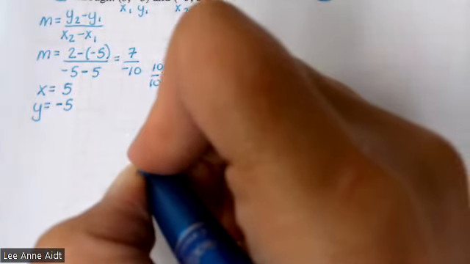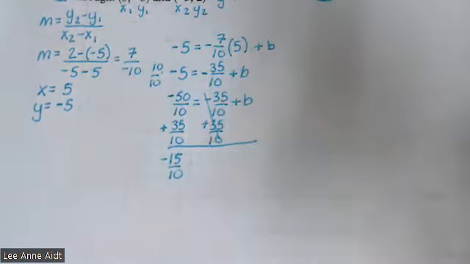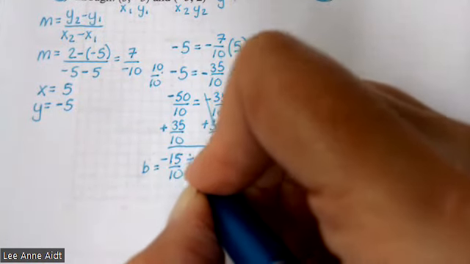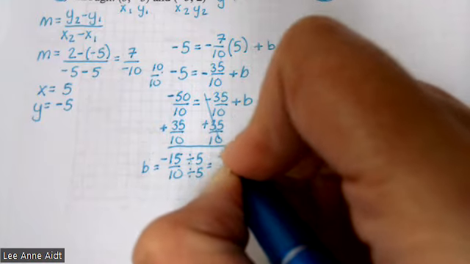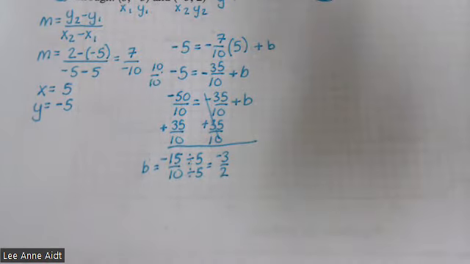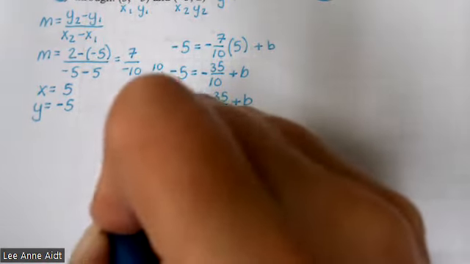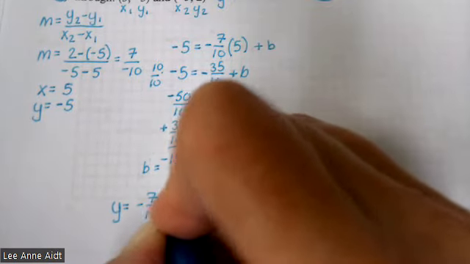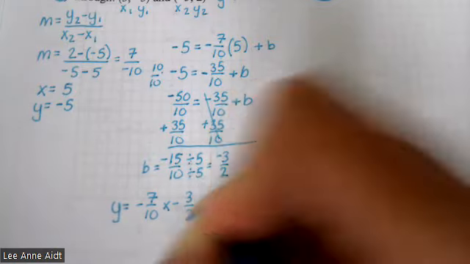So they both have 5. So divided by, I'm going to go this way. Divide by 5. Divide by 5. -3 over 2. Y equals -7/10 x minus 3 over 2.